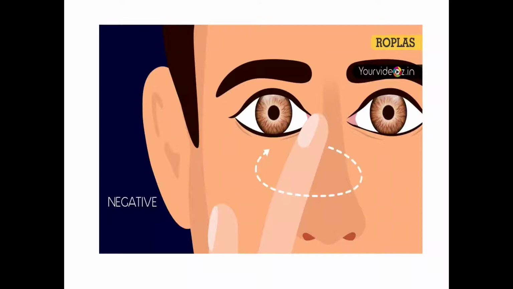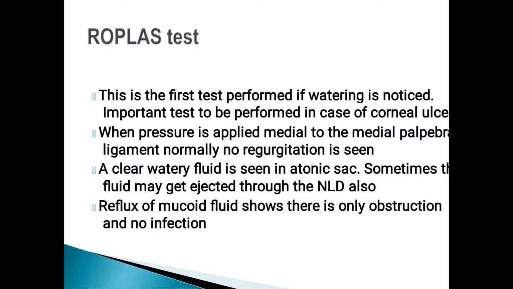It is a very simple test which we can perform. We just press with either our index finger or middle finger just medial and below the medial canthus of the eye, and see for any regurgitation through the punctum. So this is the first test that is performed if watering is noted. And very, very important, if a patient presents with corneal ulcer, we must do this test, because chronic dacryocystitis is an important predisposing factor for corneal ulcer.